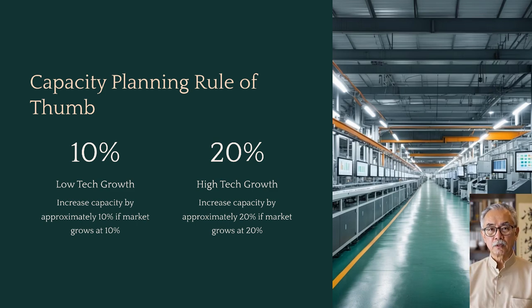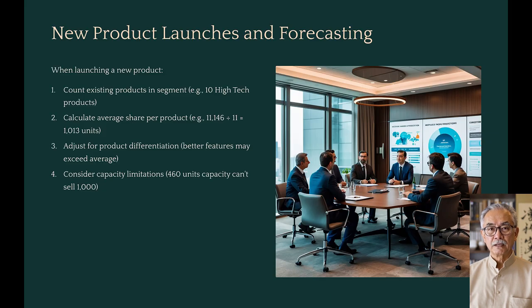Section 8. New product launches and forecasting. Let's add a twist. What if a new product is being launched? You'll notice this in the Fast Track report when a new revision date appears but without sales history. This is usually a high-tech product, and here's what you do: count how many high-tech products currently exist, say 10. A new product would raise that to 11. Now, with total market demand of 11,146 units and 11 products, the average share per product might be around 1,013 units.